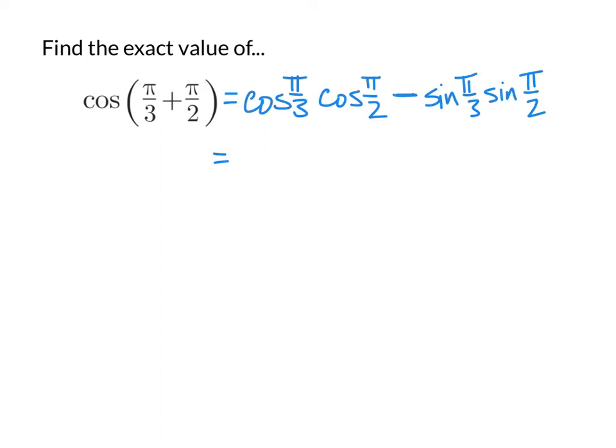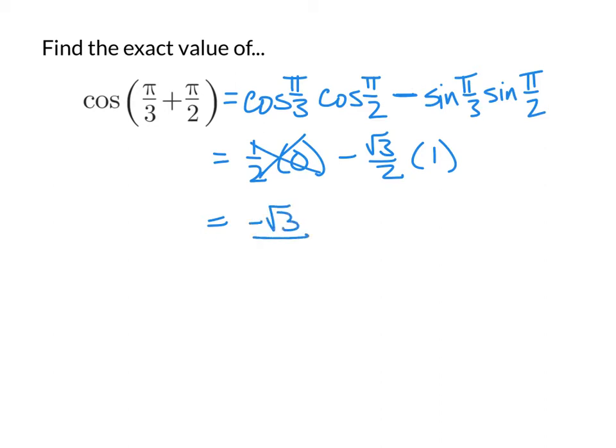And for cosine of pi over 3, that's going to be 1/2. Cosine of pi over 2 is 0. Minus the sine of pi over 3, which is root 3 over 2. And the sine of pi over 2 is 1. Now when we simplify that, that term's 0. So it looks like we'll end up with negative root 3 over 2.